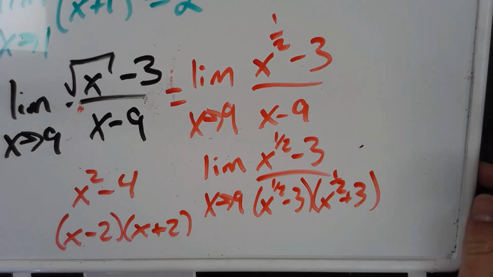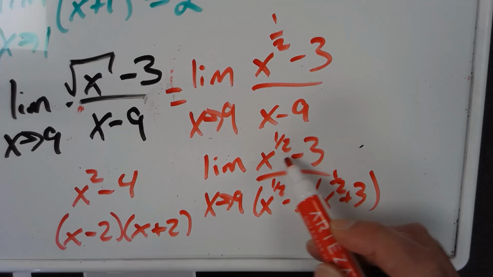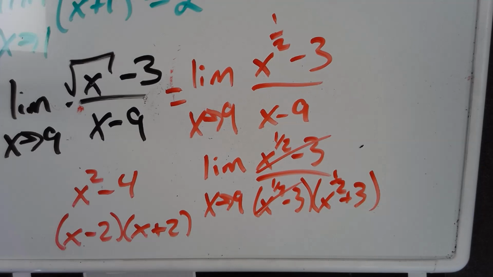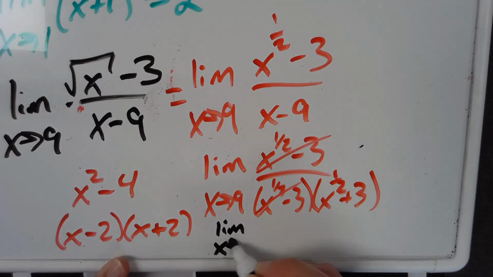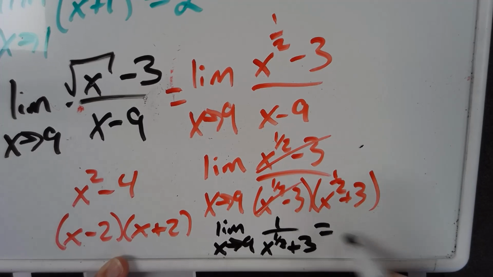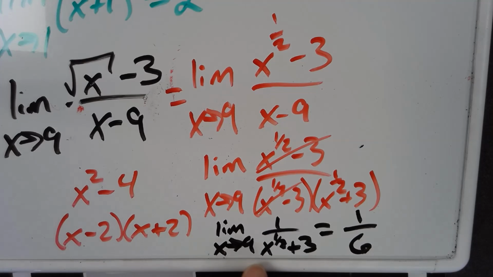Okay, so now we can actually cancel. And I'm running out of room here. But now we have the limit as x approaches 9 of 1 over... that's ugly. Right, so then it becomes 1/6, because that's just a square root. So the square root of 9 is 3, plus 3 is 6.